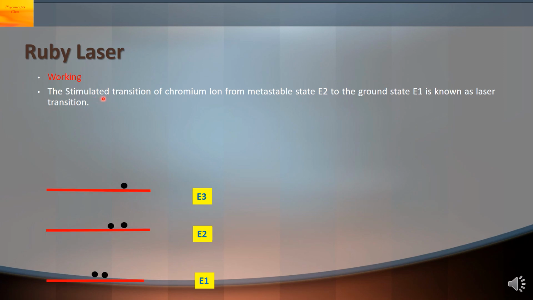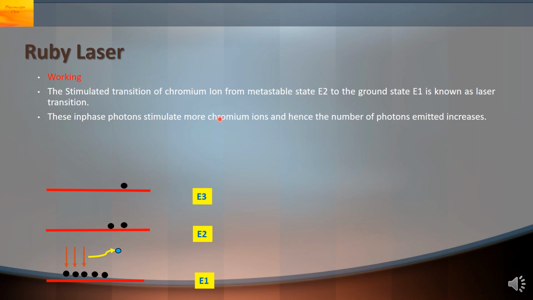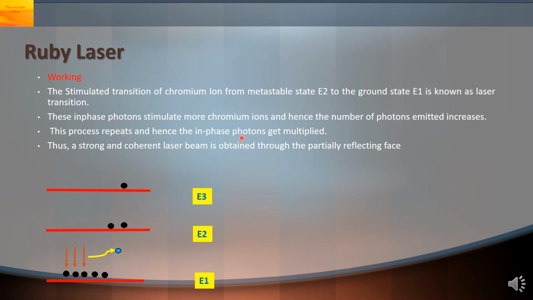The stimulated transition of the chromium ion from the metastable state E2 to the ground state E1 is known as laser transition. So these photons, they are all in phase. They will stimulate more chromium ions, and hence the number of photons emitted increases. This process repeats, and hence the in phase photons get multiplied, and hence what we will get is a strong and coherent laser beam coming out from the partially reflecting surface.